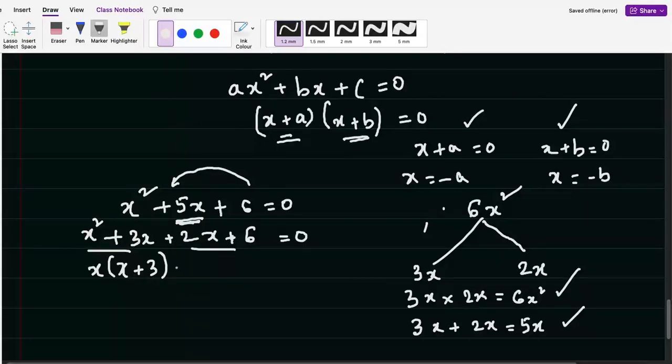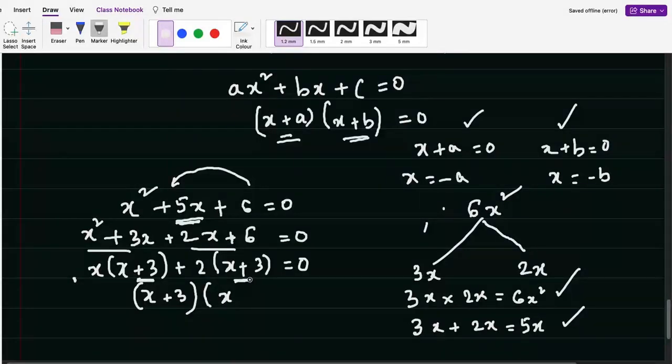Out of these two, if I take out 2 as common, 2 is gone, x is remaining. 2 3s are 6, 2 is gone, 3 is remaining. Now x plus 3 is common here. I will take out x plus 3 common. So from this, x plus 3 is gone. What is remaining? This x. From this, x plus 3 is gone. What is remaining? Plus 2.